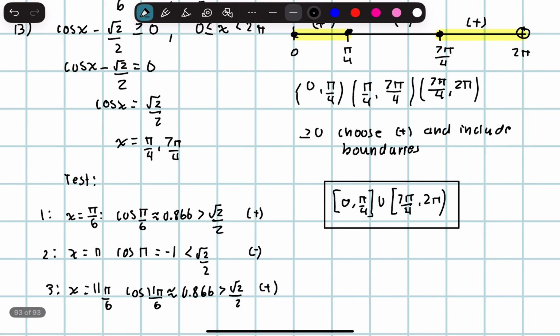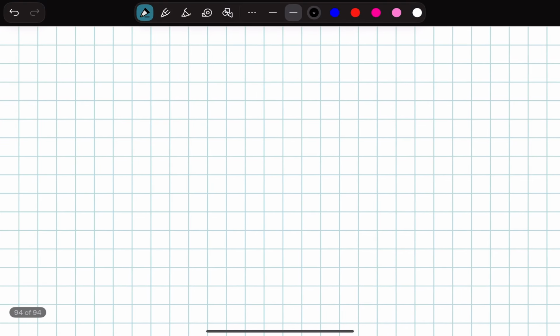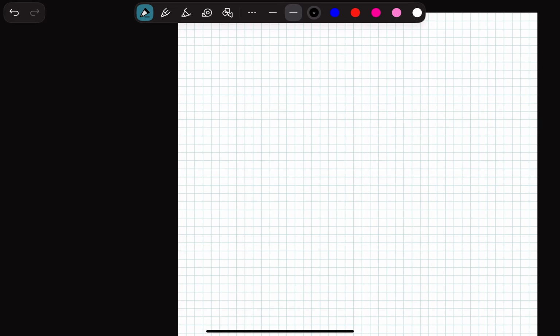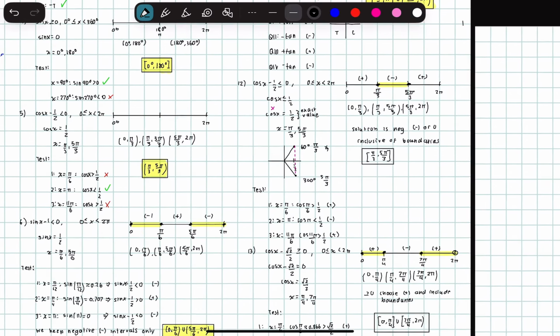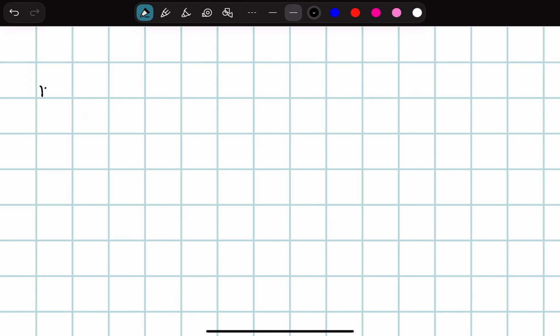Okay, great. So now let's do another one. It's going to be slightly harder. For this one, what question are we on? We're on 13, so this is going to be 14. For 14, we have sine squared of x minus sine of x is less than 0, on the interval 0 is less than x is less than 2 pi.